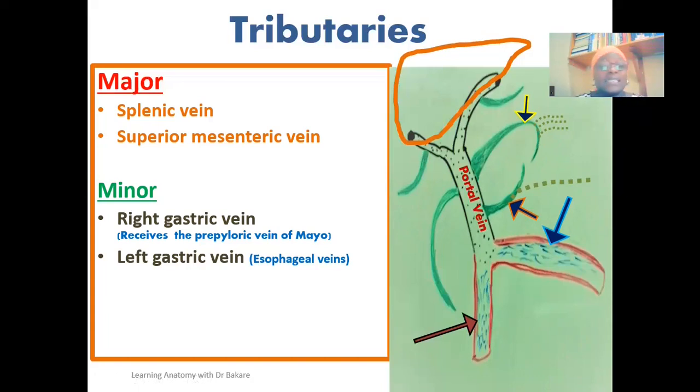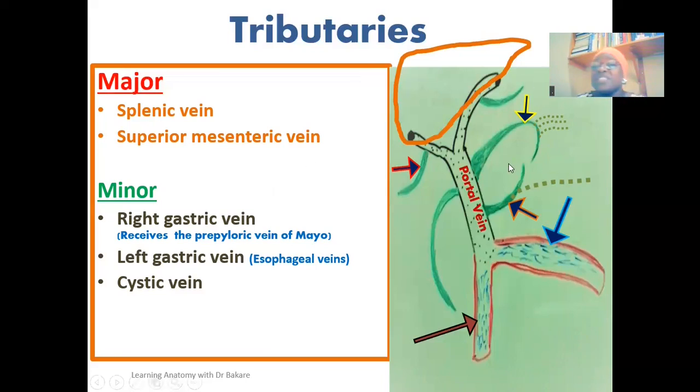Then the third vein that drains into the portal vein is the cystic vein, and this is the cystic vein here. The cystic vein is the vein that drains the gallbladder. We know that the gallbladder is located close to the liver because it is a storage tank for bile that is produced in the liver. So we have the gallbladder around this region, and the cystic vein draining it. This also releases the venous blood into the portal vein.